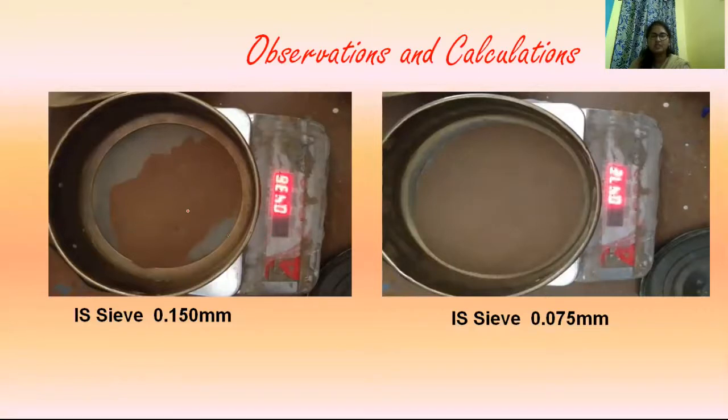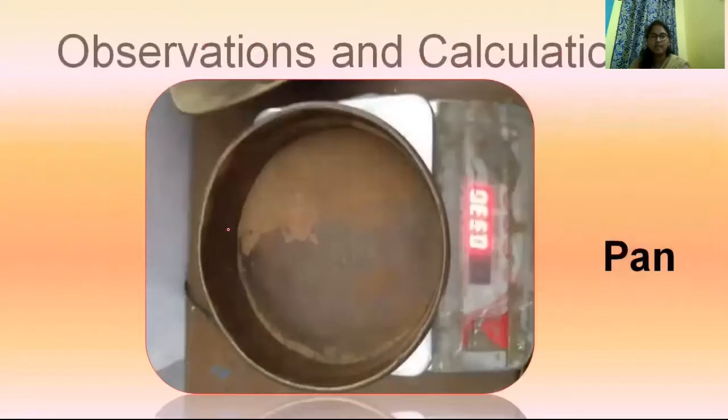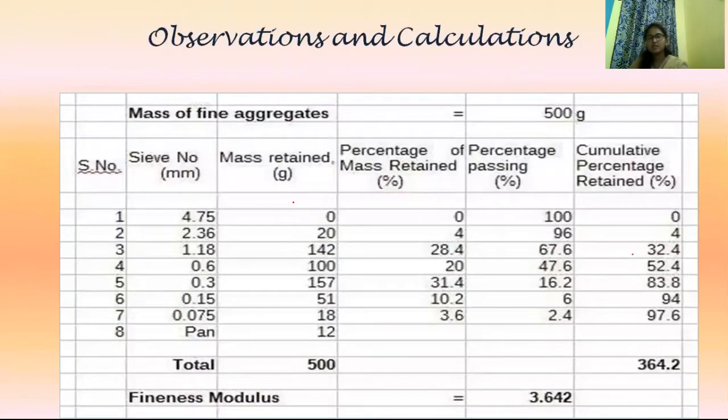After completion of 5 to 10 minutes of vibration, take each sieve and weigh it. This is the weighing machine; weigh the sample retained on each and every sieve. And the last one is the pan. Now, how to calculate the sieve analysis?